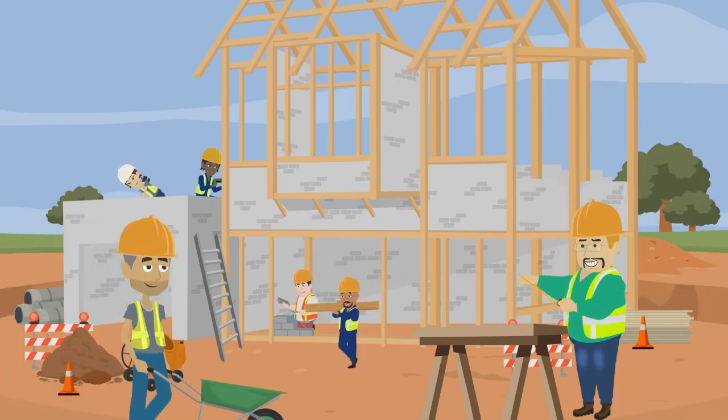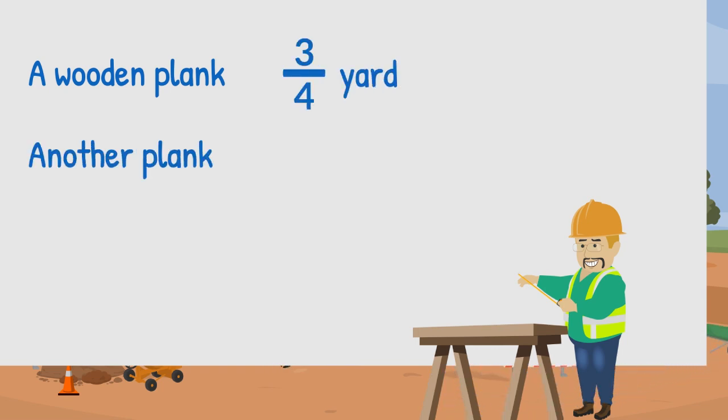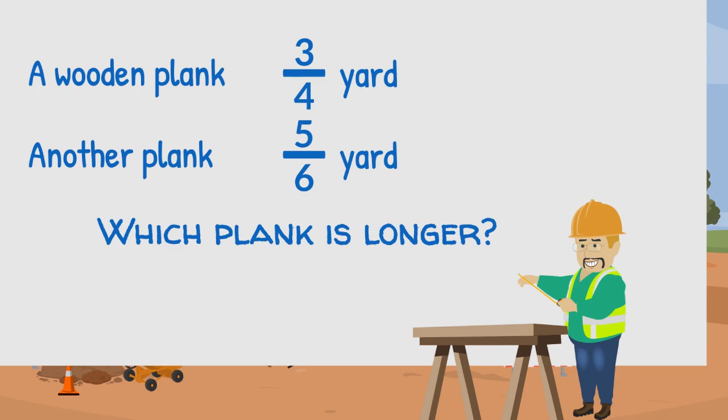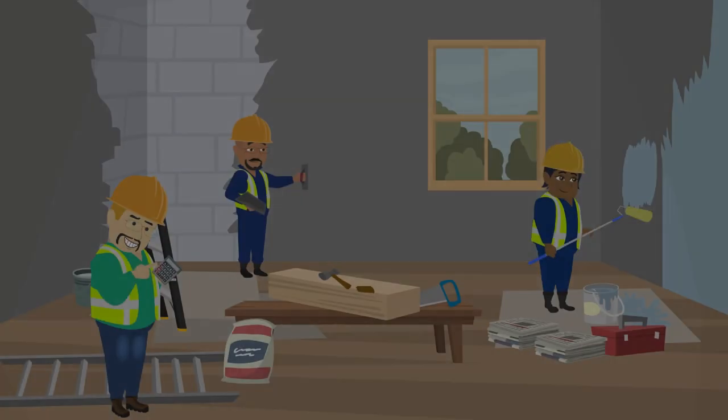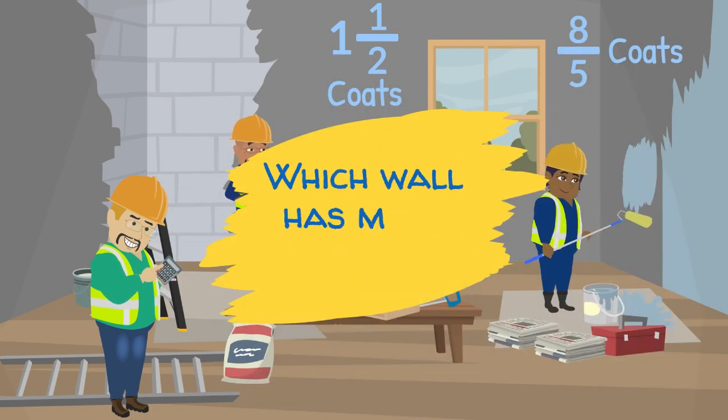A contractor measured a wooden plank that is 3/4 of a yard long. Another plank is 5/6 of a yard. Which plank is longer? One wall is painted with 1.5 coats of paint, while another wall has 8/5 coats. Which wall has more coats of paint?